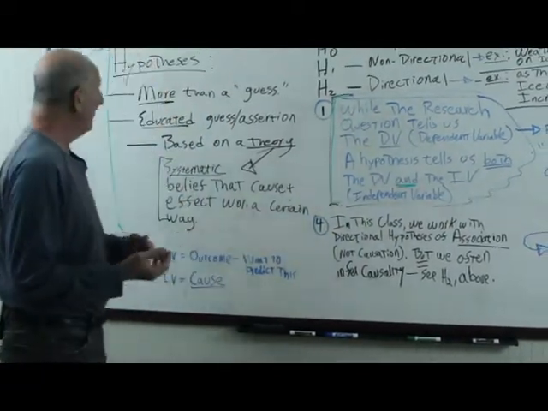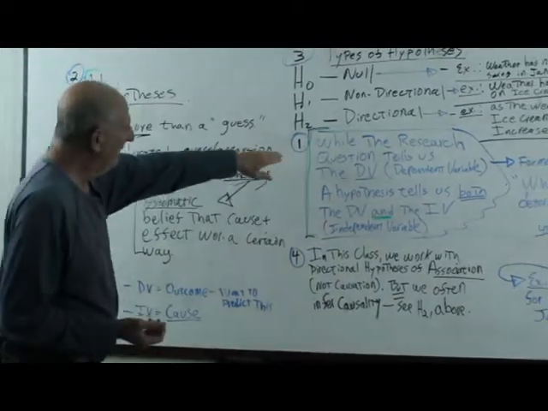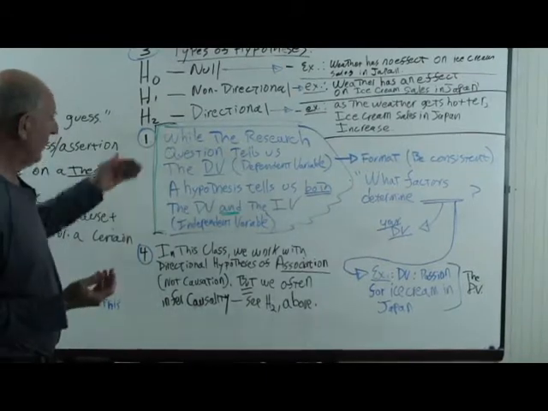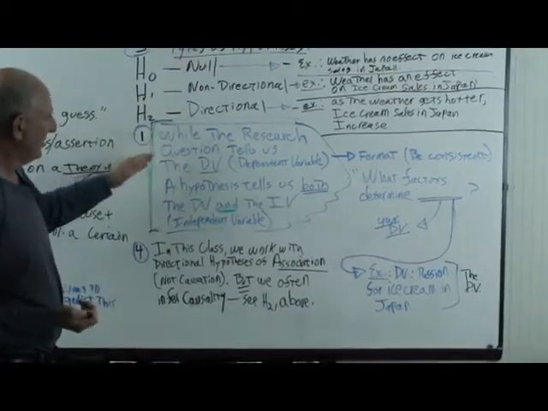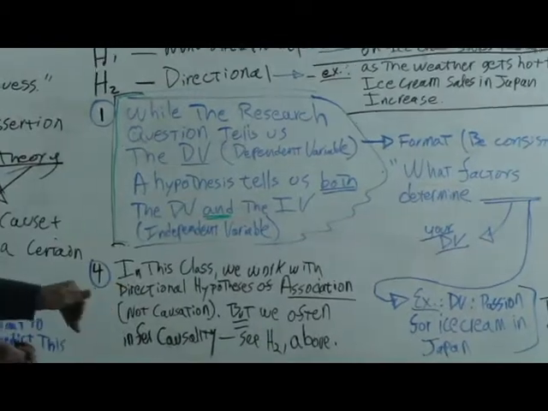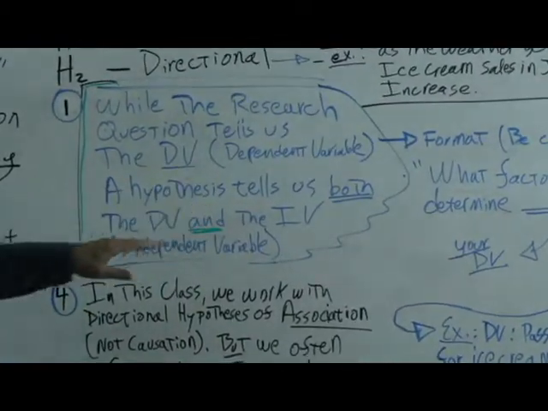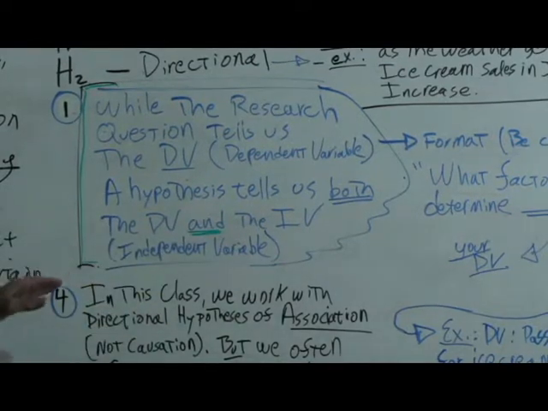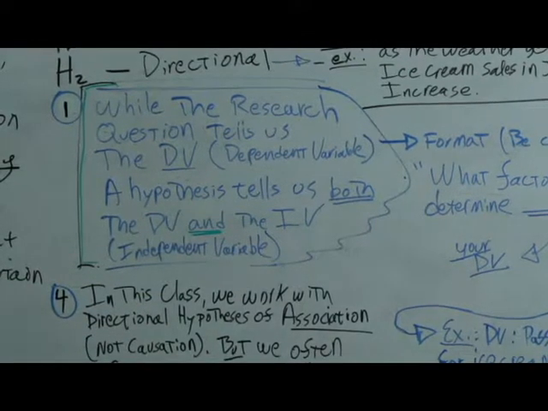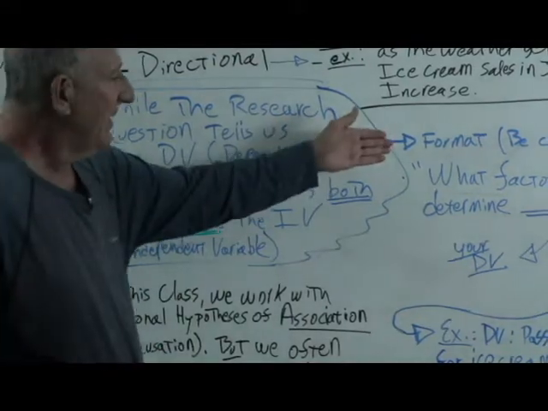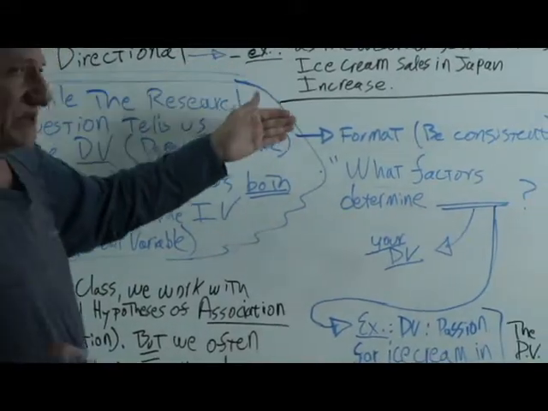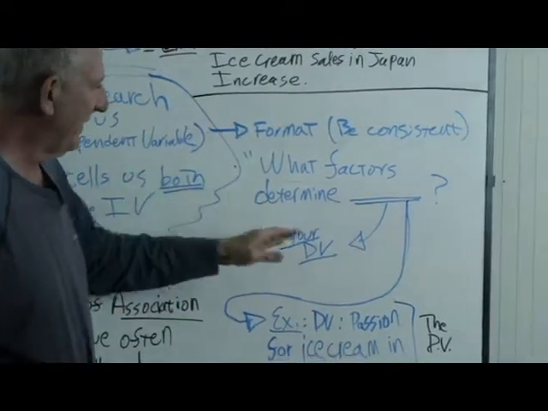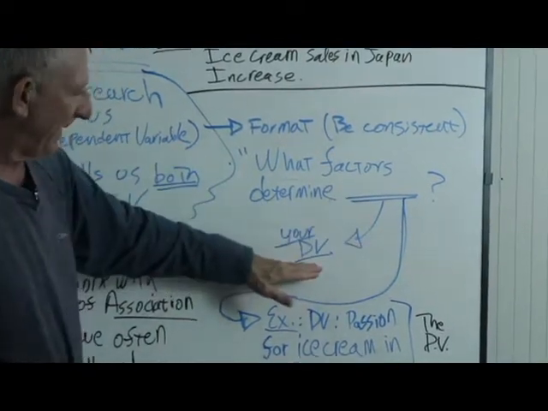Now we're going to jump up to number 1 from item 0, and this is the research question. The research question tells us the dependent variable only. A hypothesis tells us both the dependent variable and the independent variable, the IV. Now the format of the research question should always be consistent, and it takes a very simple form: what factors determine, fill in the blank with your dependent variable?